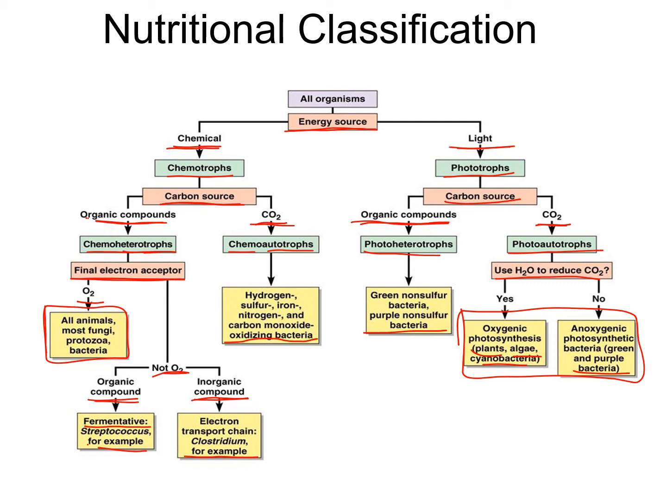In this flowchart, you need to know the four terms chemoheterotroph, chemoautotroph, photoheterotroph, and photoautotroph. You should know where these organisms get their energy source, where they get their source of carbon, and examples of each.